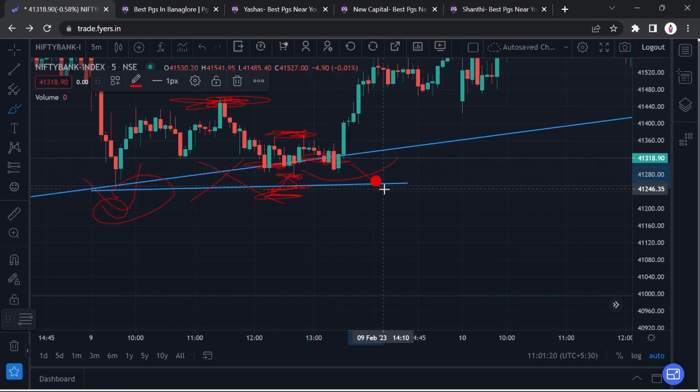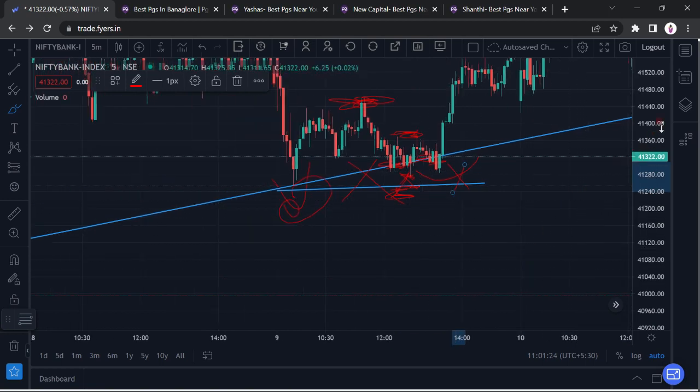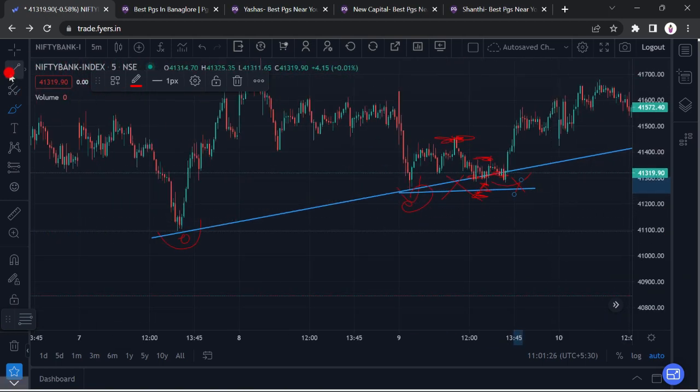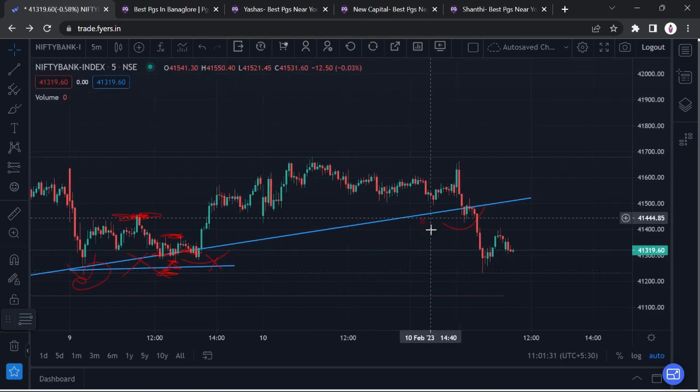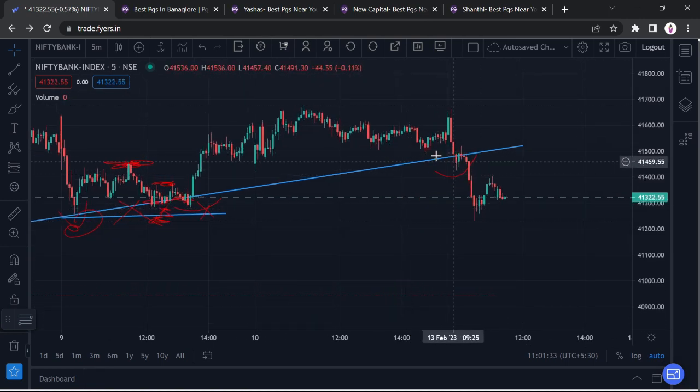So this is also once again a loss making business. Your risk is more than your reward, so you have to ignore this also. The same way, if we keep on moving, see, again price broke the trend line here also.